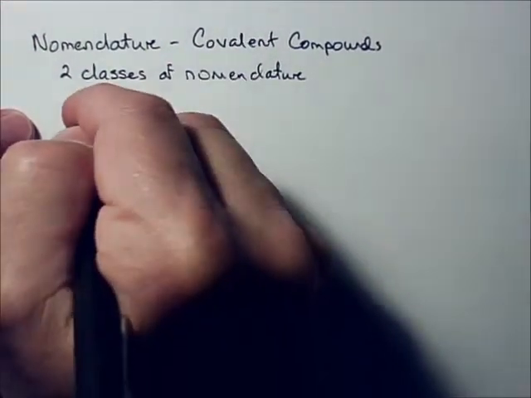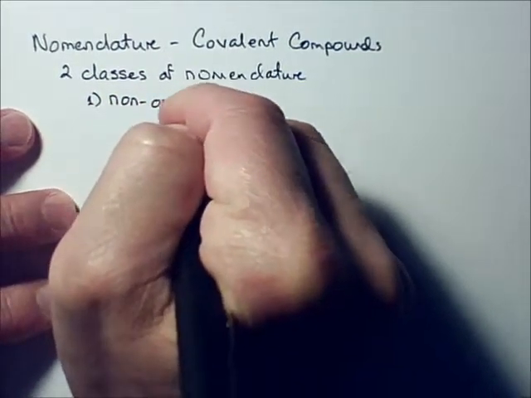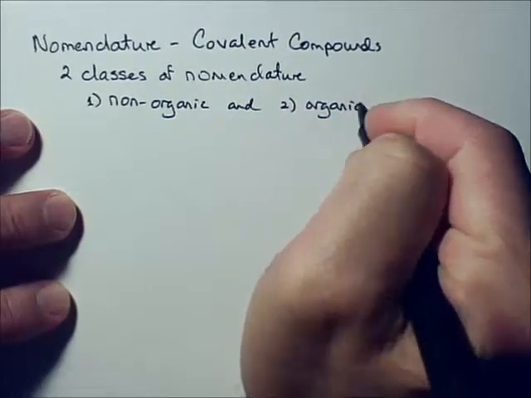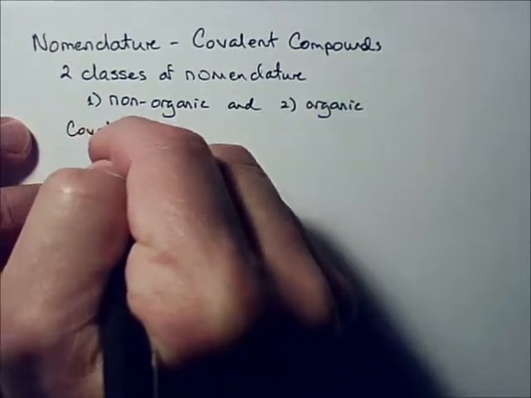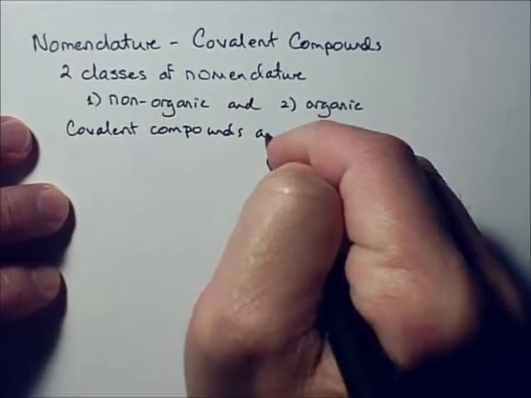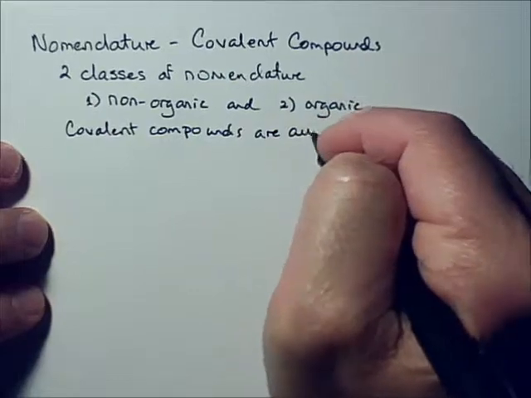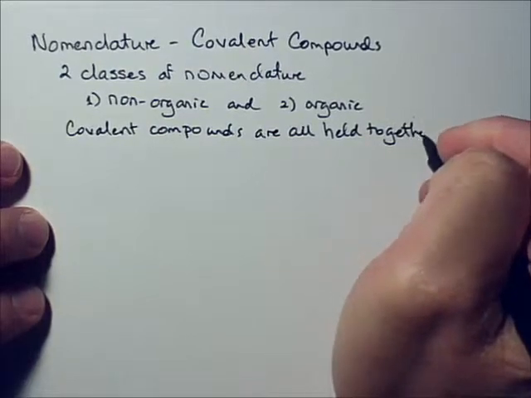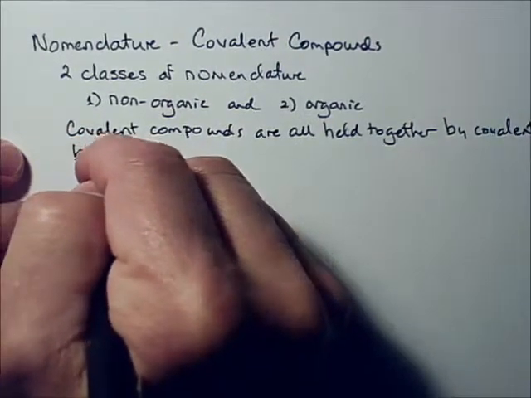Okay, two classes of nomenclature. The first one is non-organic and organic. Now, covalent compounds are all held together by covalent bonding, which means the sharing of electrons.